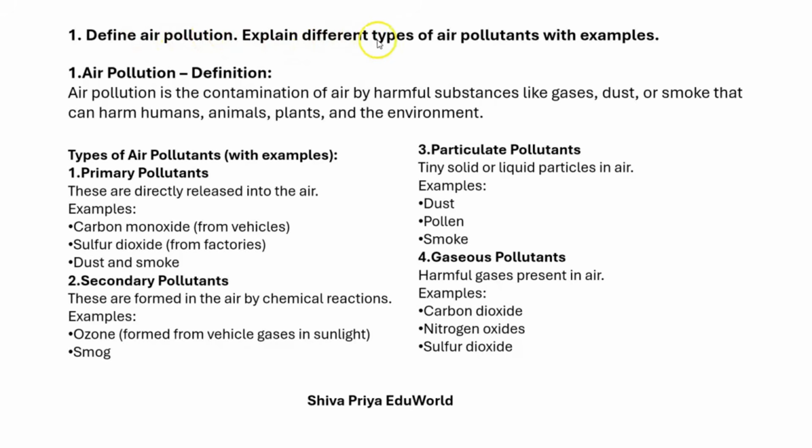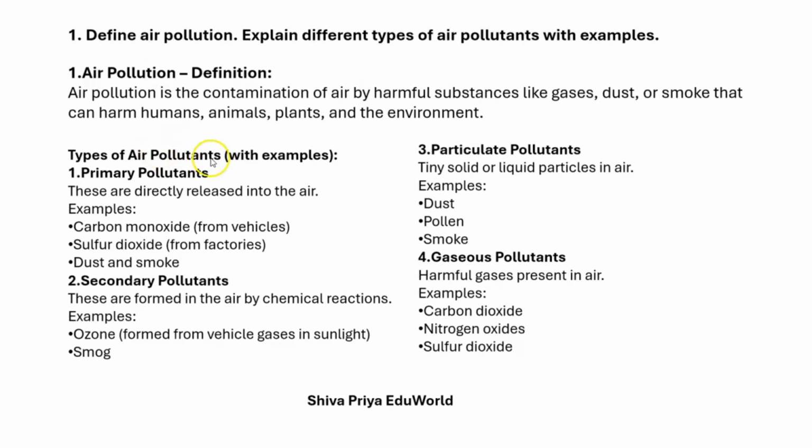Define air pollution. Explain the different types of air pollution with examples. Here, air pollution, everyone knows, is the contamination of air by harmful substances like gas, dust or smoke that can harm humans, animals, plants and the environment as well. Here, the air contains harmful substances like gases, that might be carbon dioxide, carbon monoxide, and dust particles and smoke as well. Those can harm humans, animals, plants and the environment. This is what air pollution means. You have to write this down.